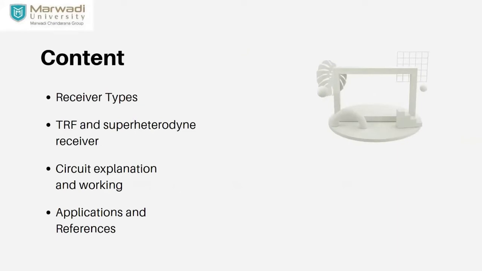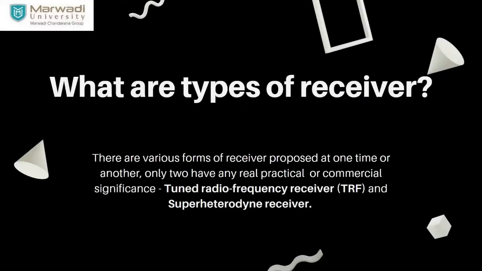So first we will see the types, then after that the two types of receiver. After that, the block diagram and working of those receiver circuits. And at last, where those receiver circuits are useful, and references. So let us begin. What are the types of receiver?